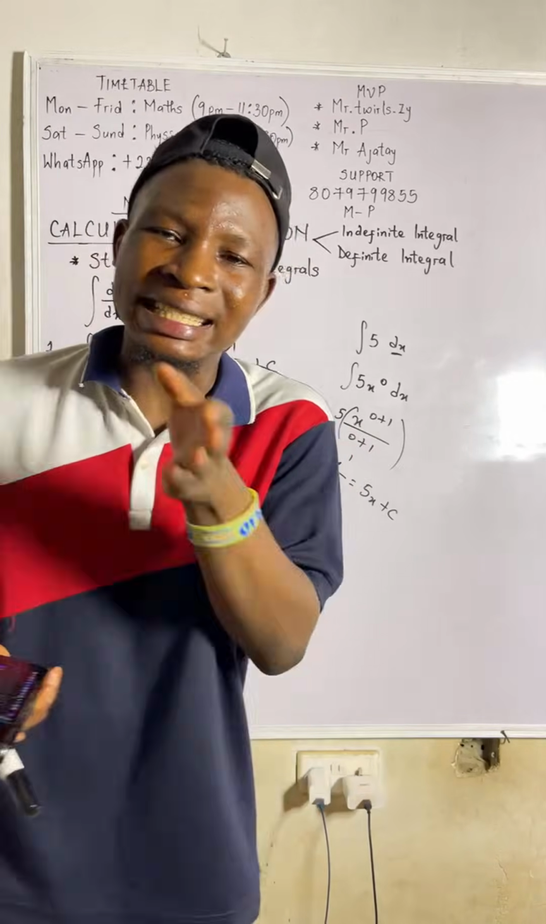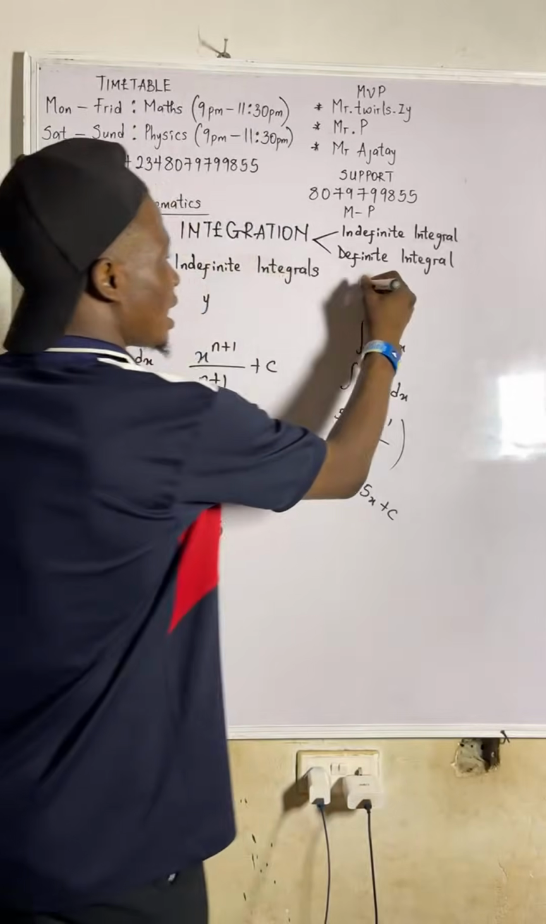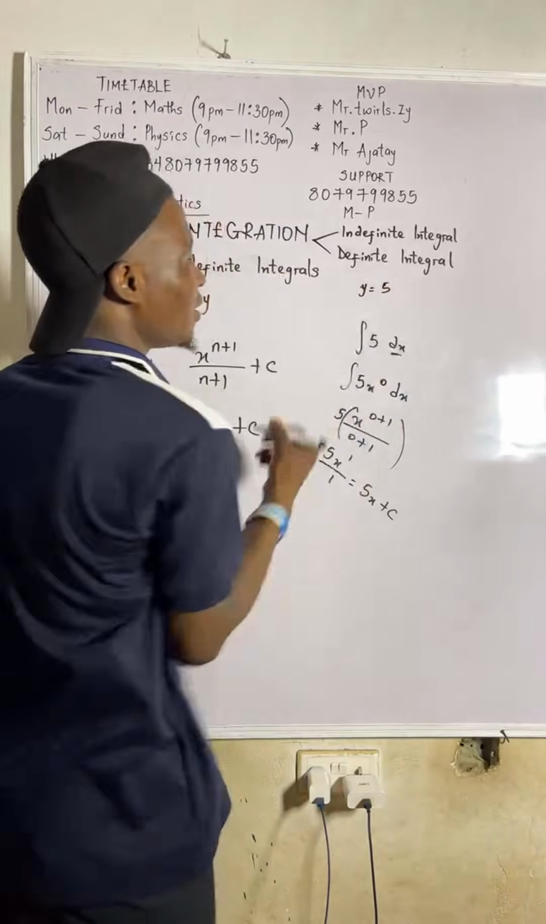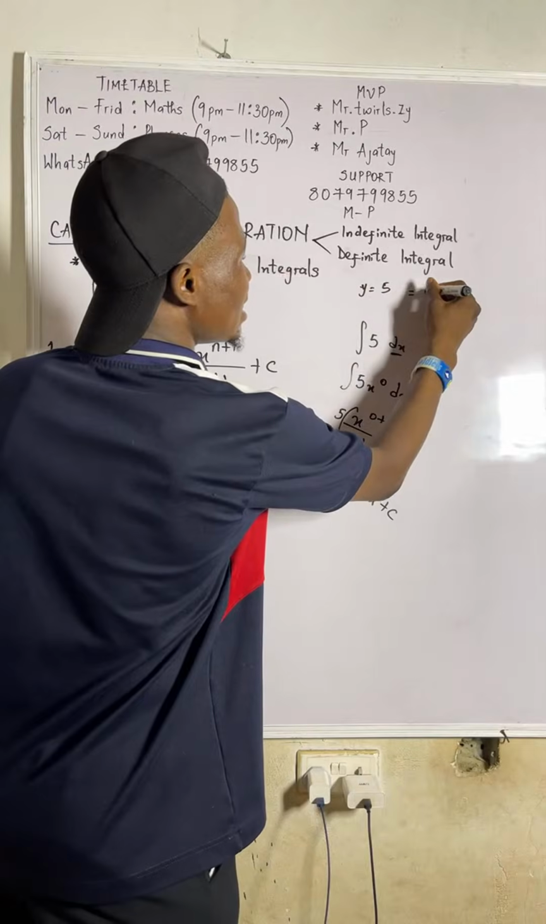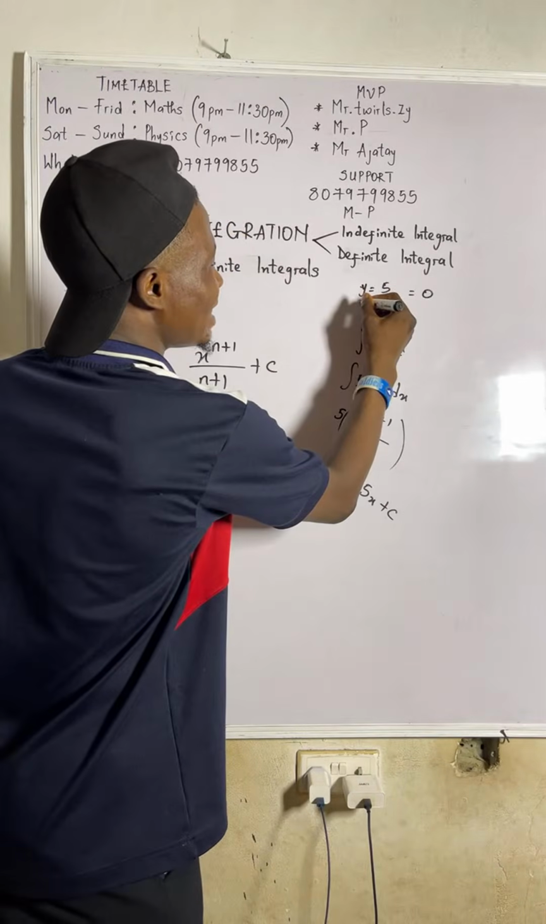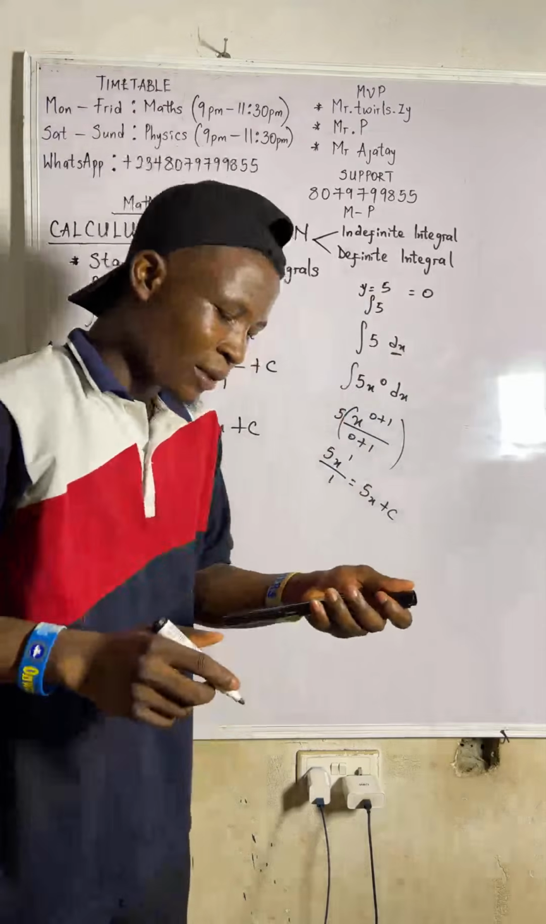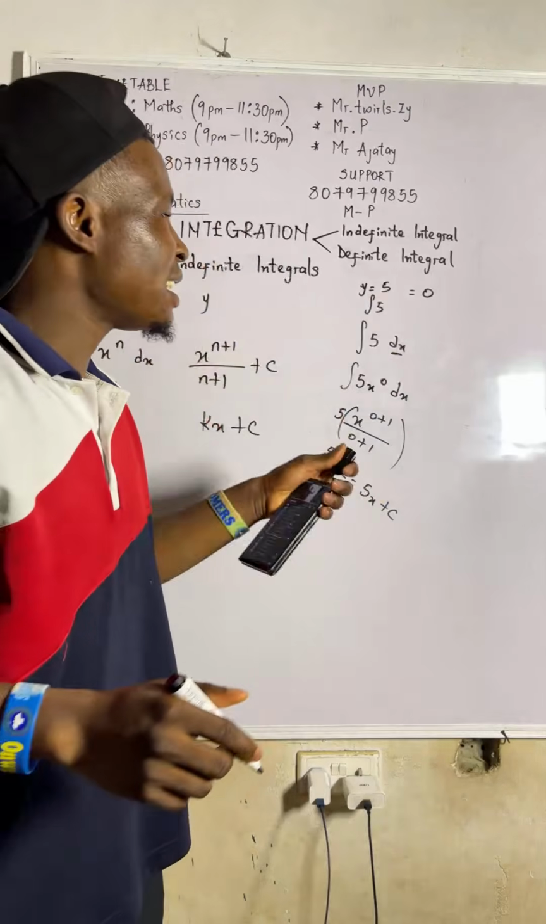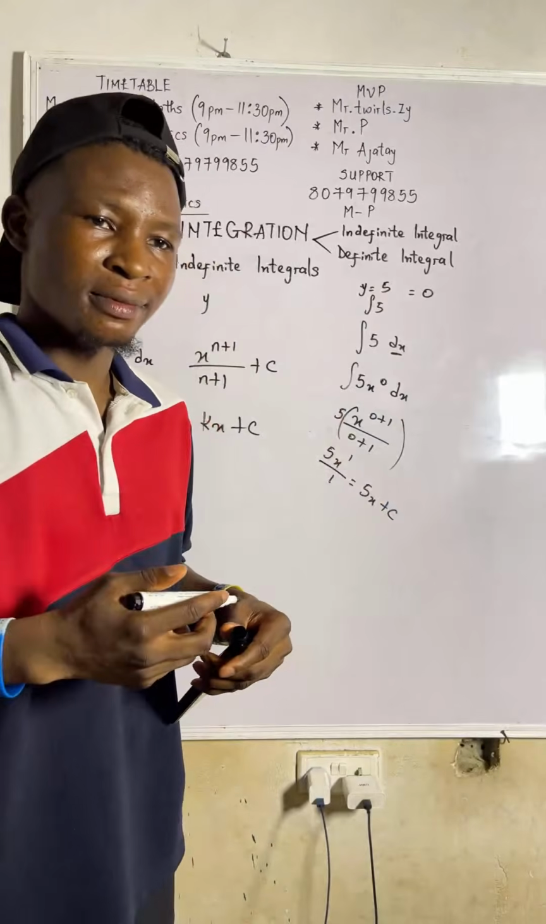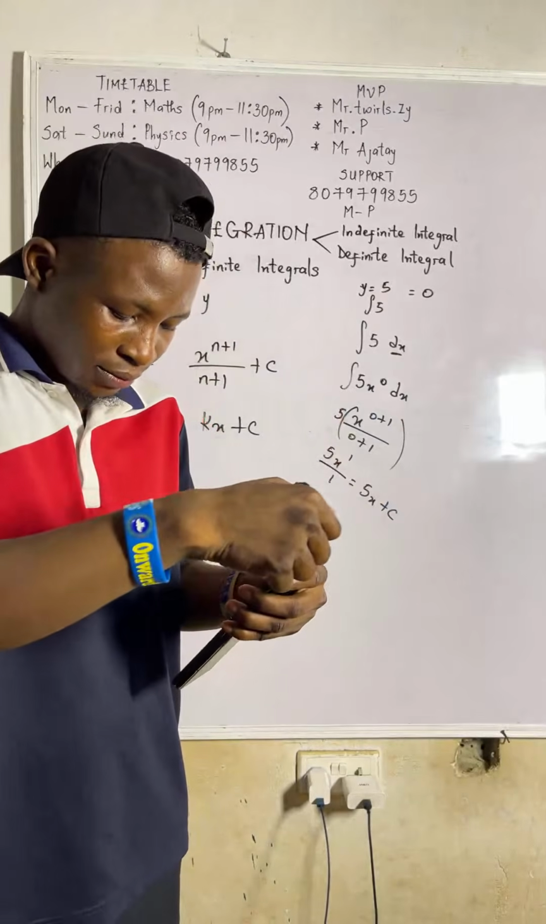Differentiate a constant is 0. Differentiation of a constant, if I say differentiate 5, it is 0. But if I say integrate 5, what will you have? If I say differentiate 5 is 0, but if I say integrate 5, what do you have?